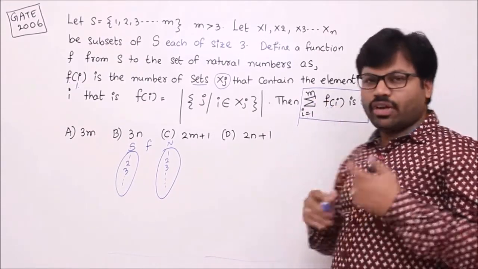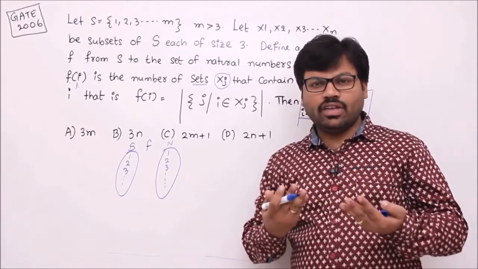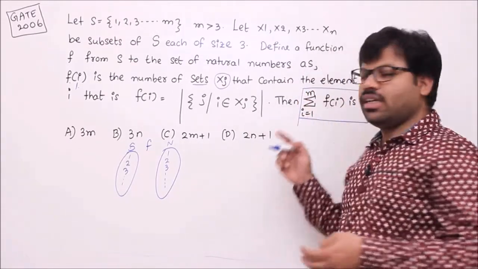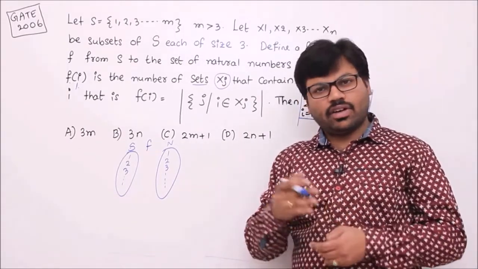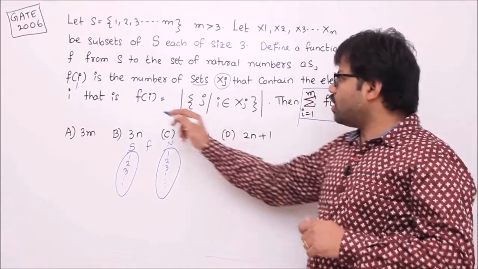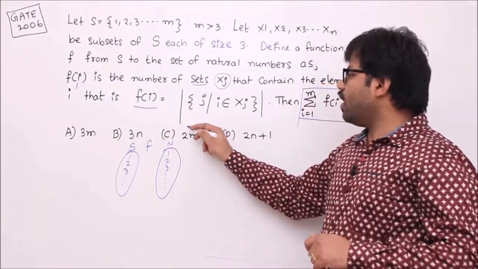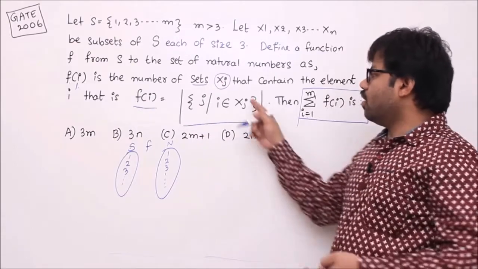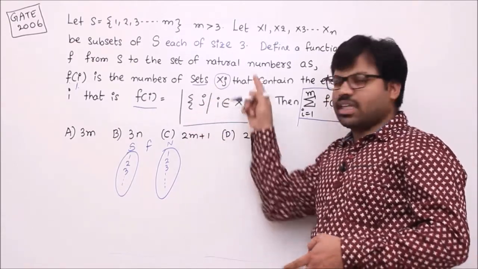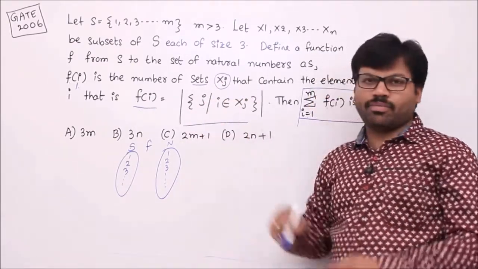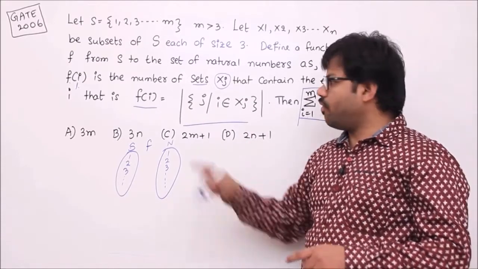That means we have to compute f of 1, f of 2, f of 3, and so on for every teacher, and we have to add. Okay, that's a problem. But what about this one? F of I is given in a different way, like they have given a different description. We'll read it. This is called set form. We'll see the set form of f of I.